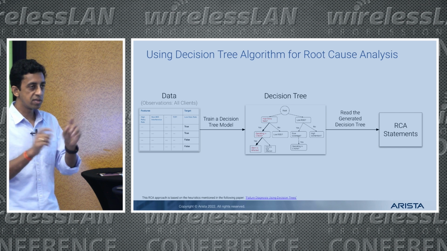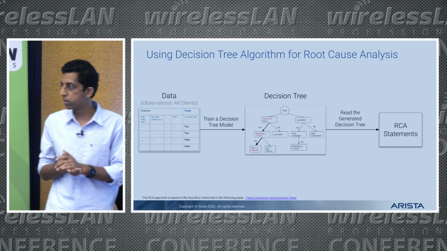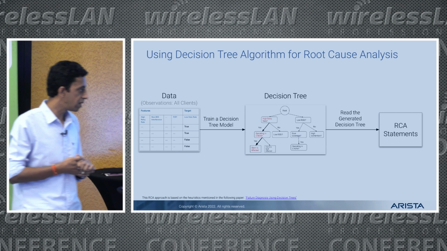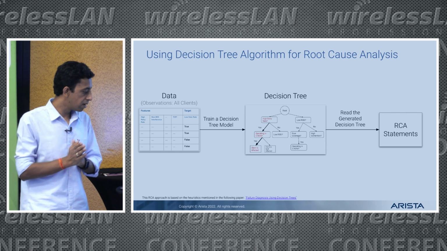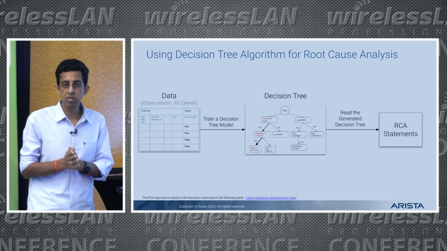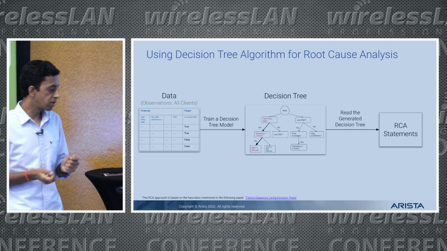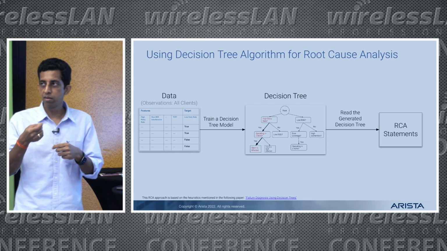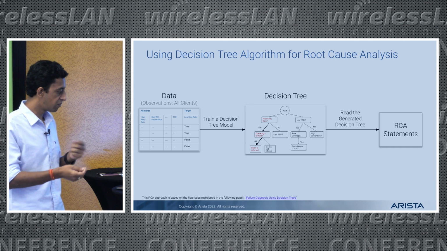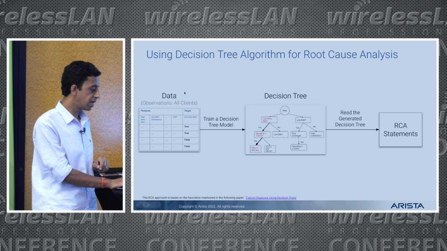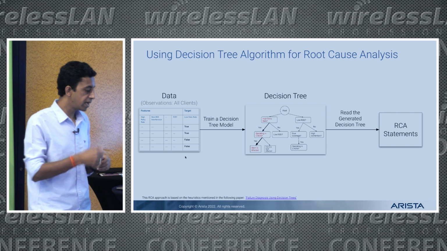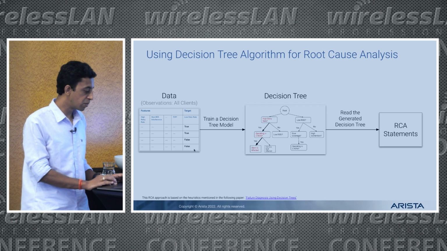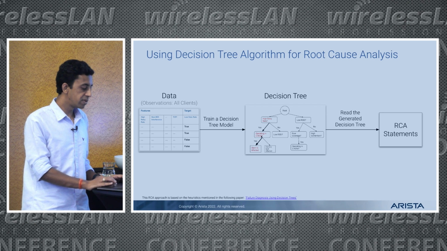Now, how do you do this? So we have been talking about this RCA engine as a black box, but there are different algorithms. I'm going to just talk about 2 at a very high level. And one is where you use a decision tree algorithm to see what the root causes are. And it's very intuitive. If you look at a decision tree, it's a very intuitive, human-readable form. So what you do is you essentially have data, where your target is whether the client is facing that symptom or not, and you train a decision tree model.